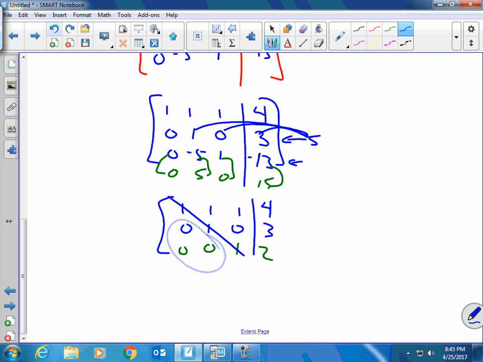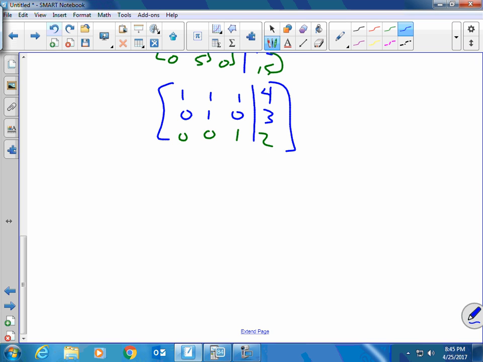Next, we're on step 4. Convert it back into a system of equations. So we have 1x plus 1y plus 1z equals 4. I have no x's plus 1y, plus no z's, equals 3. I have no x's plus no y's plus 1z equals 2. Wow, that was kind of nice.